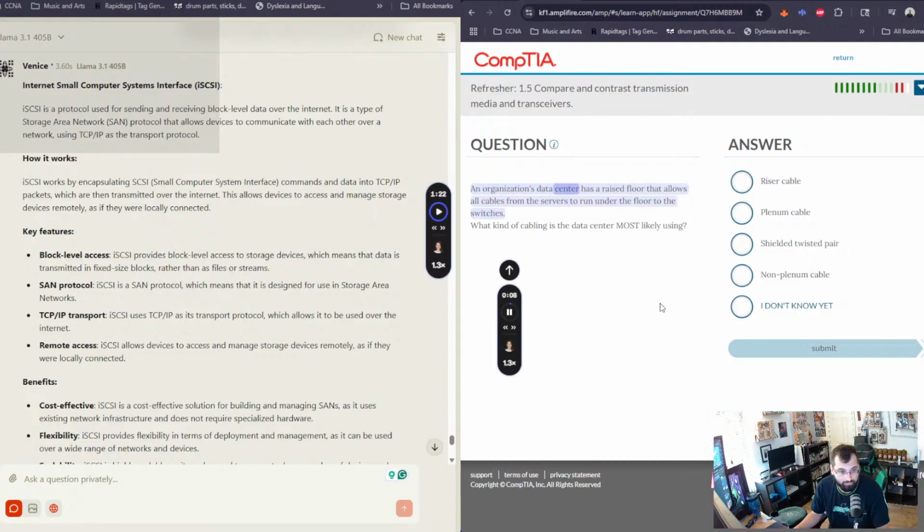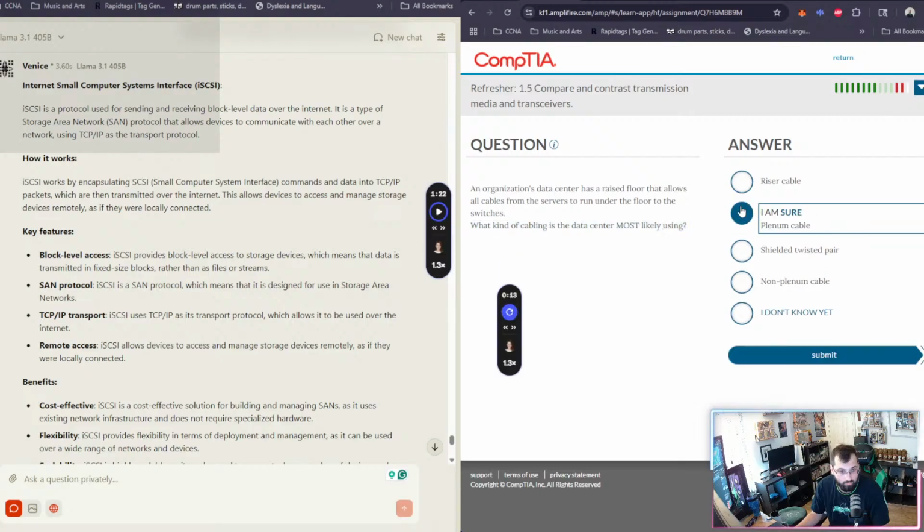An organization's data center has a raised floor that allows all cables from the servers to run under the floor to the switches. What kind of cabling is the data center most likely using? Plenum.